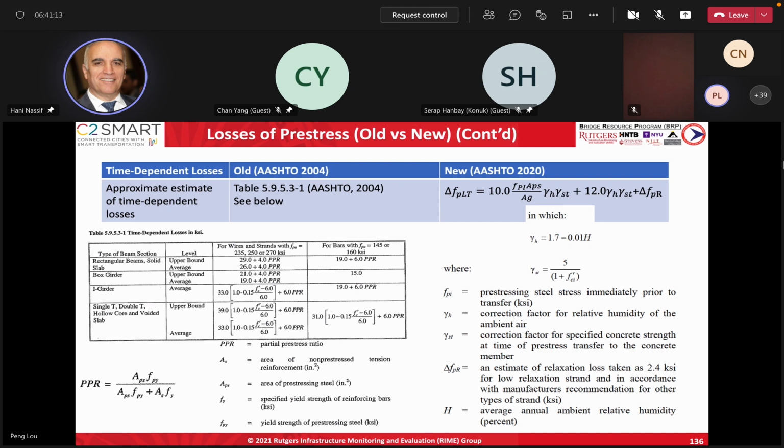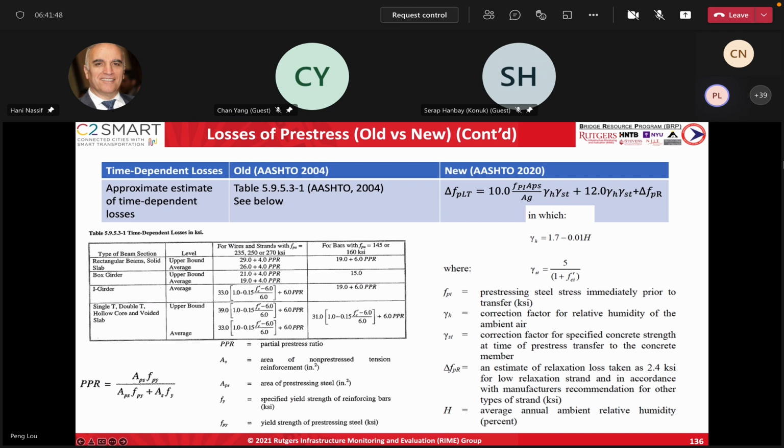Yeah, go ahead. I think if you don't know those parameters, you could use this approximate estimate of the time-dependent losses. For the old code, AASHTO 2004, this equation was provided in Table 5.9.5.3-1 and mainly depends on the partial pre-stress ratio, PPR. I put the equation here, with some notation for how to calculate this PPR.